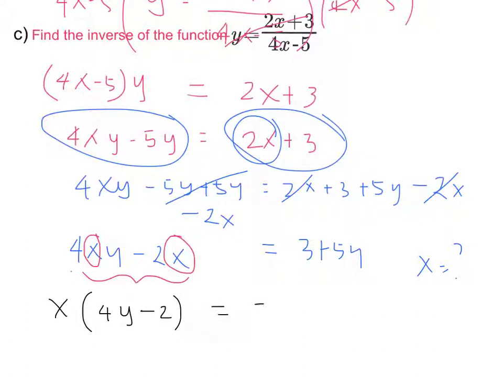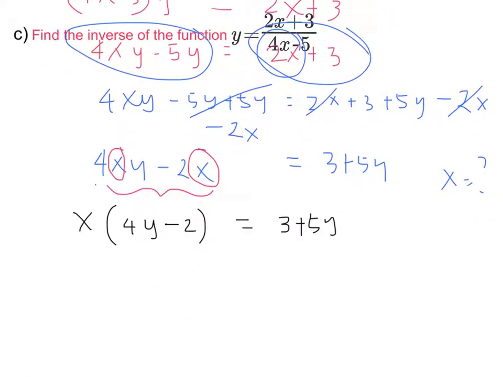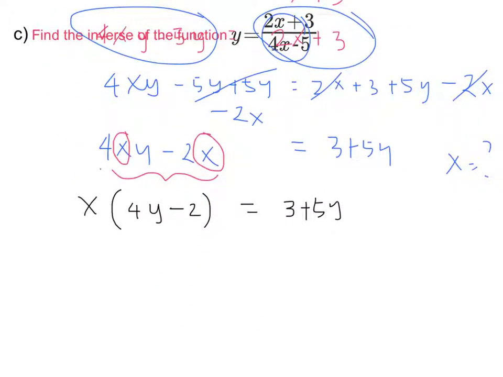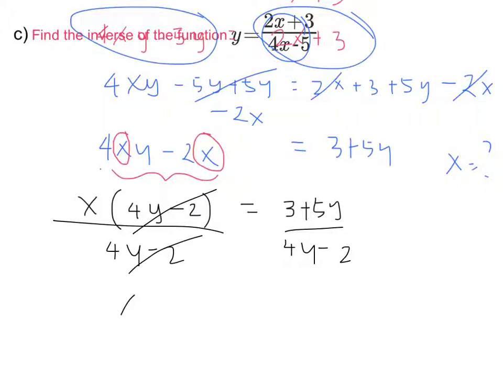Okay, so you have 3 plus 5y. So what should we do next? We want to get the x by itself. You divide by 4y minus 2. So this will cancel. So x, we got the x. x equals 3 plus 5y over 4y minus 2.